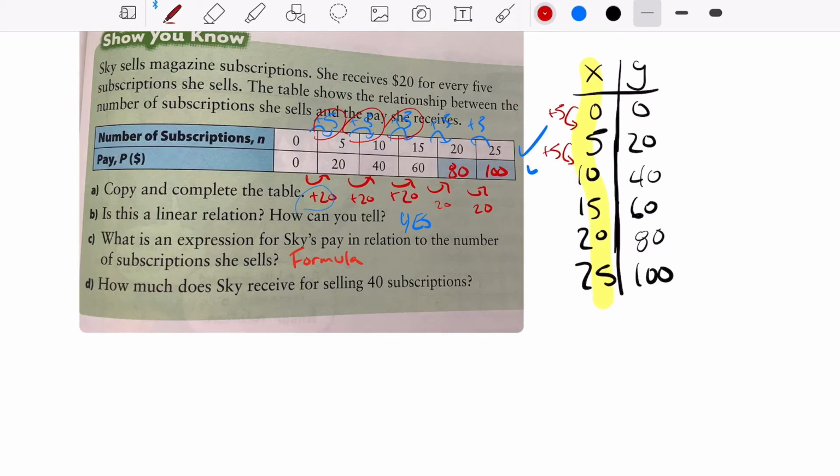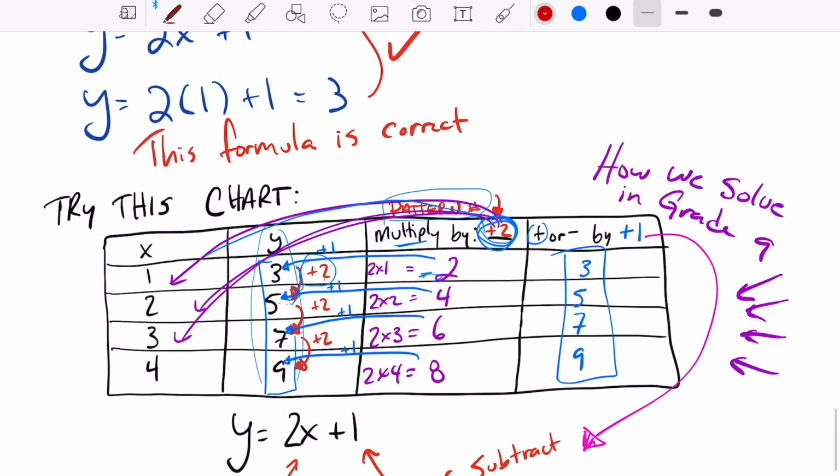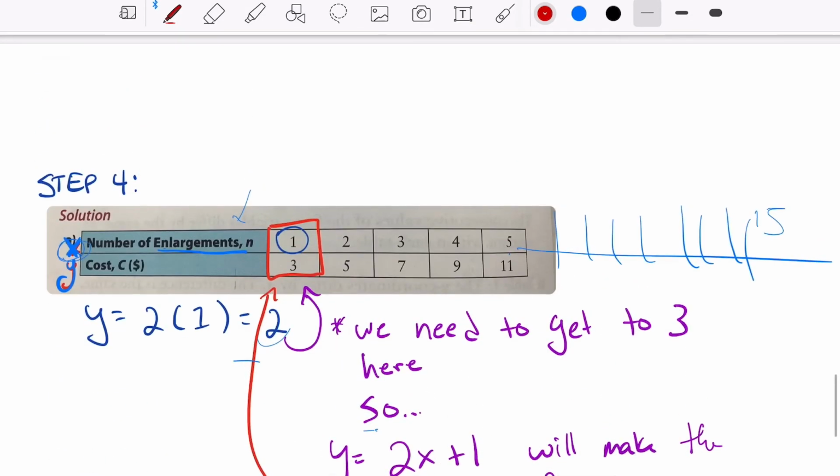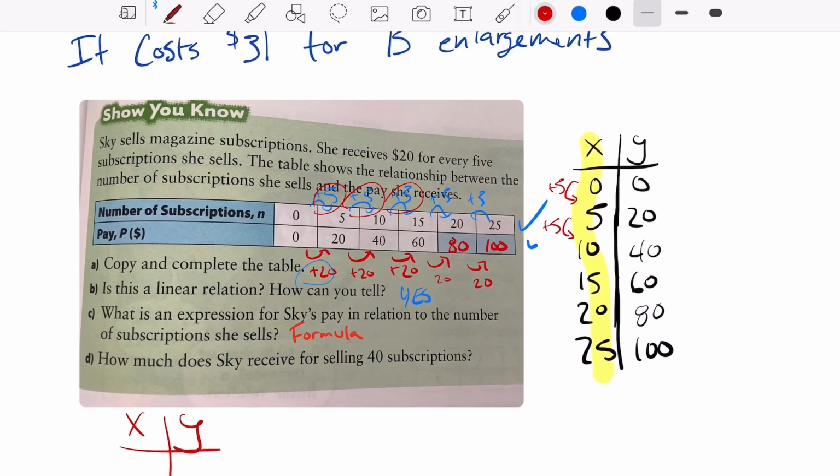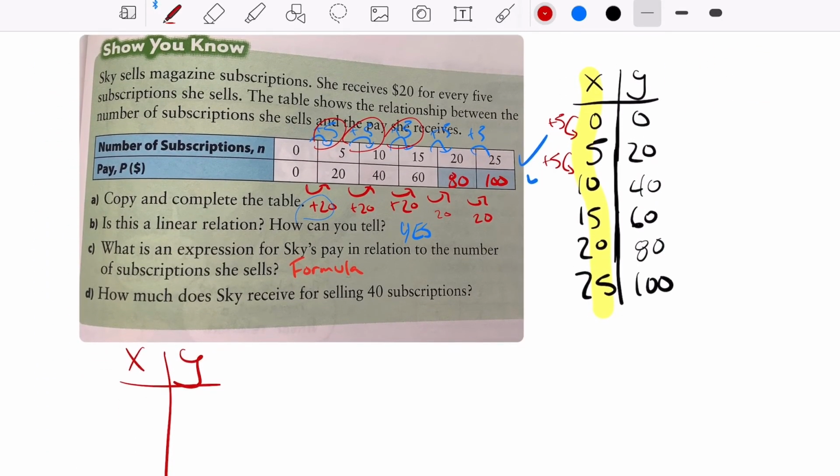So we want to bring the graph back down to being 1, 2, 3, 4 in order to be able to make the chart that we did up here in grade 9. See how this is 1, 2, 3, 4. Everything that we've been doing is 1, 2, 3, 4, 5. But this one's weird because it has 0, 5, 10, 15, 20.